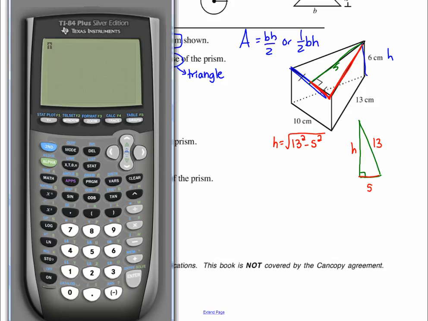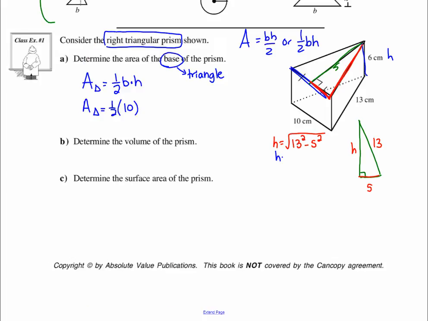Square root of 13 squared, so hypotenuse minus the other side squared. Look how nice that worked out to be. 13 squared minus 5 squared is 144. Square root of 144 is 12. So the height of the triangle is actually 12.